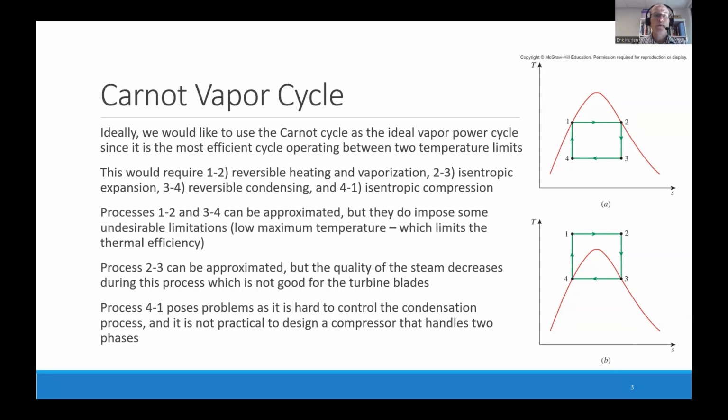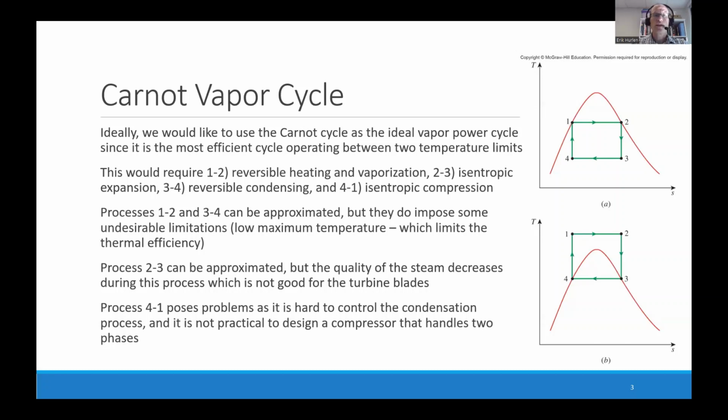Processes 1 to 2 and 3 to 4 can be approximated as reversible, but this approximation is best at a low maximum temperature, which is bad for the thermal efficiency. Process 2 to 3 can be approximated as isentropic, but the quality of the steam decreases during this process, which is not good for the turbine blades. They want pure vapor, not liquid. And finally, the isentropic compression process is a bit of a problem because just like the turbine, the compressor works best for only one phase.